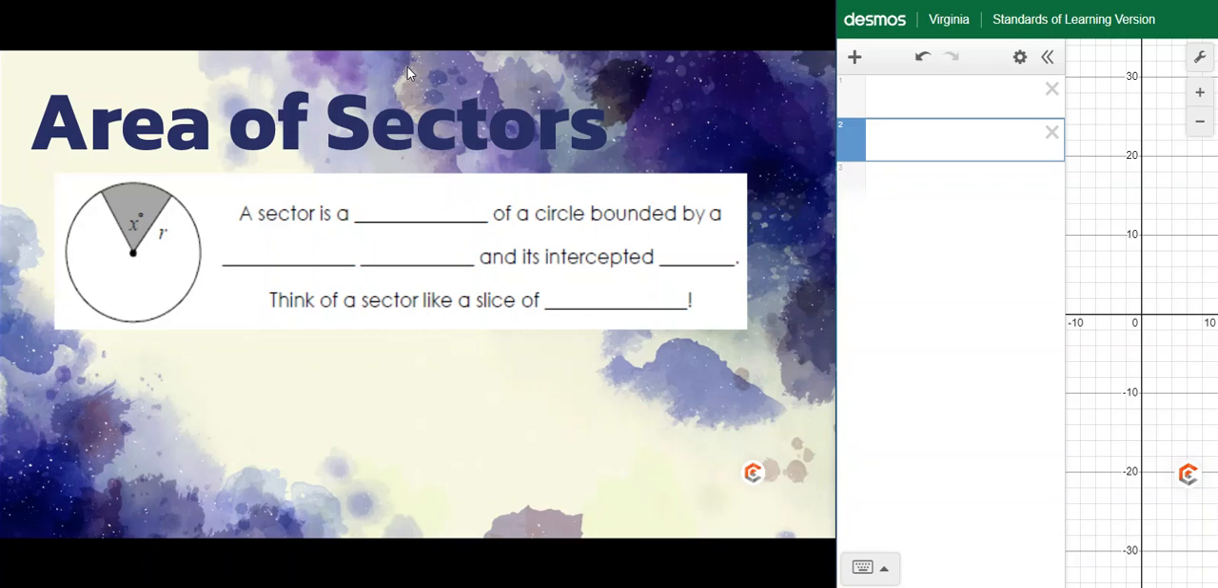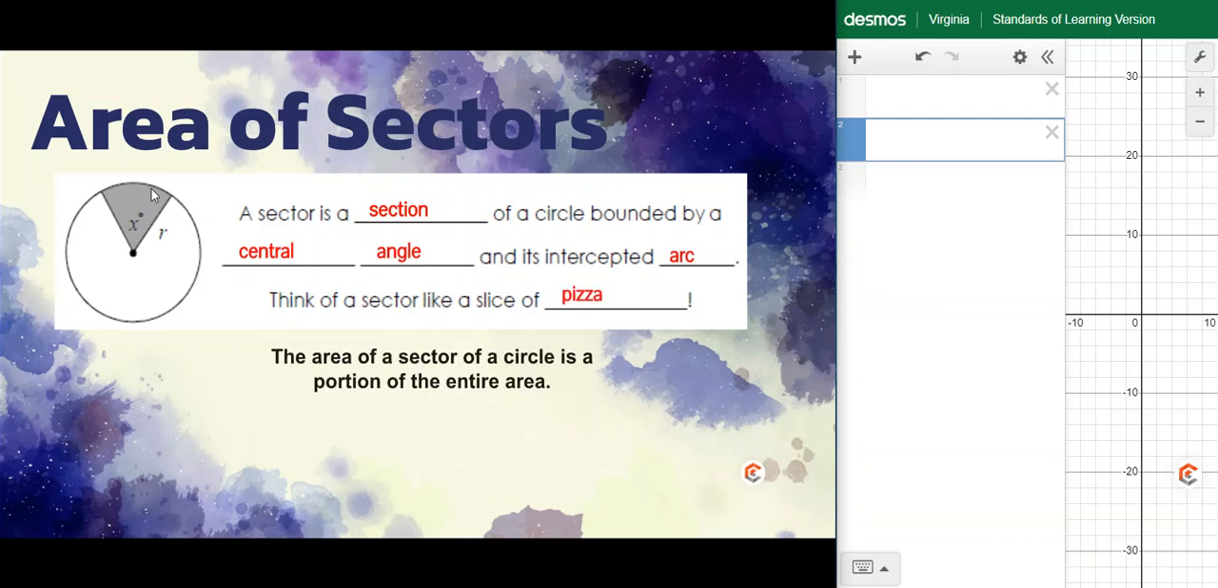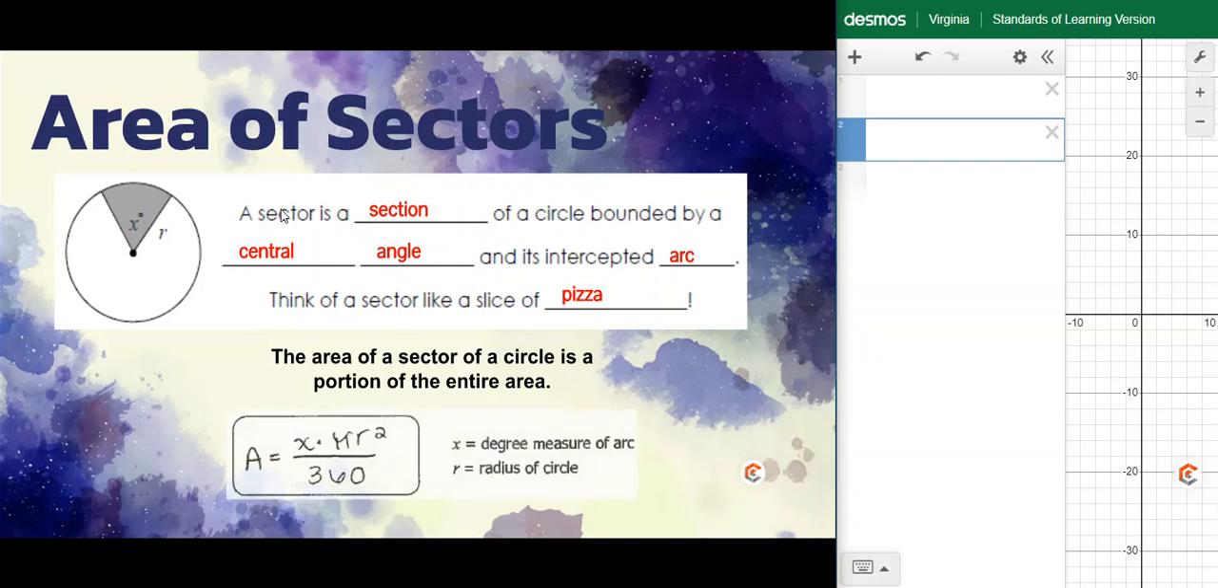Hello, today we're going to begin by discussing the area of a sector. A sector is a section of a circle that's bounded by a central angle and its intercepted arc. You can think of it as like a slice of pizza. We're trying to find the area of the sector of the circle as a portion of the entire area.